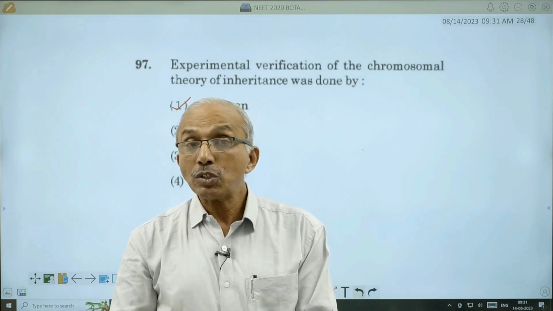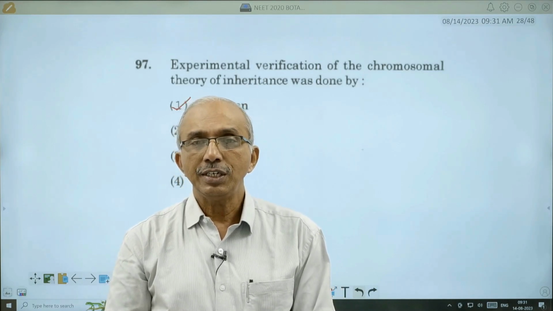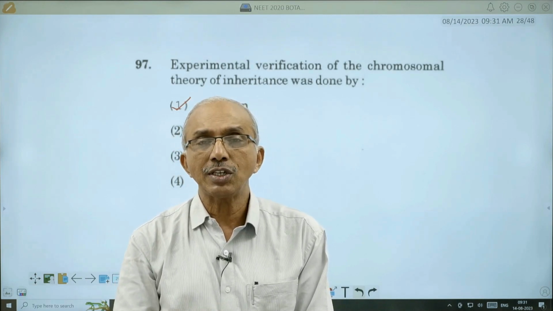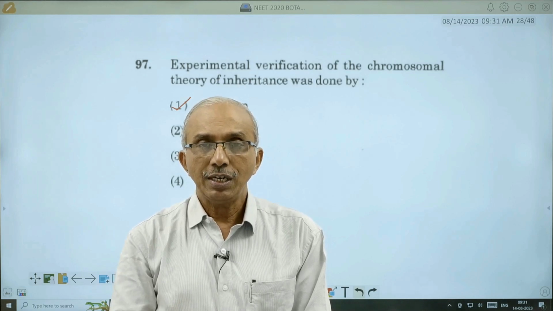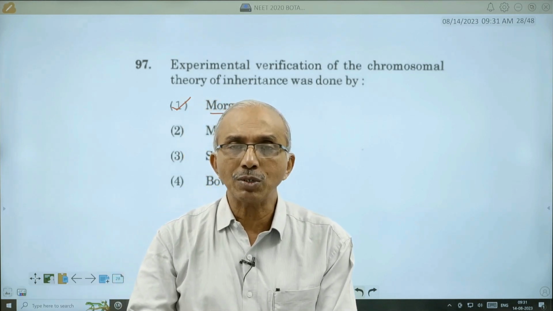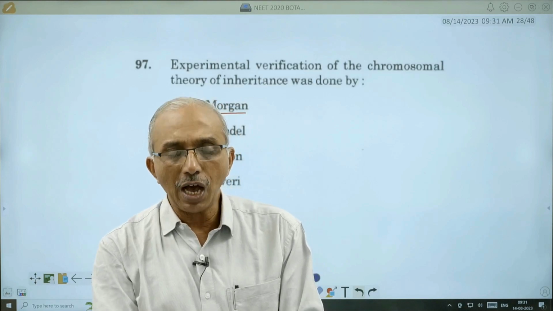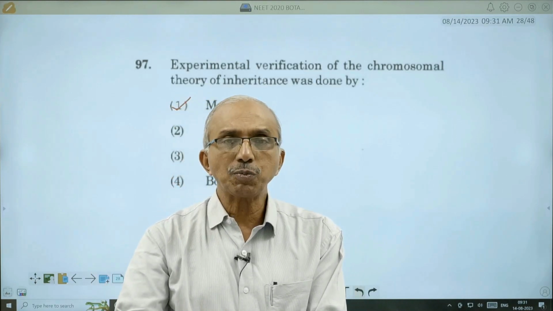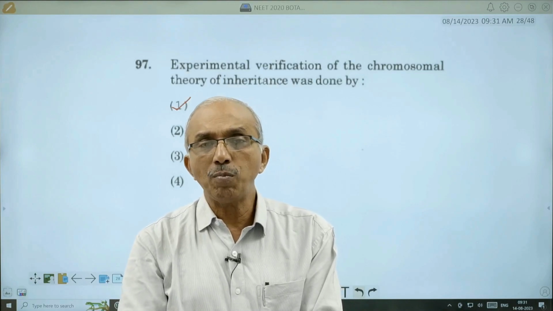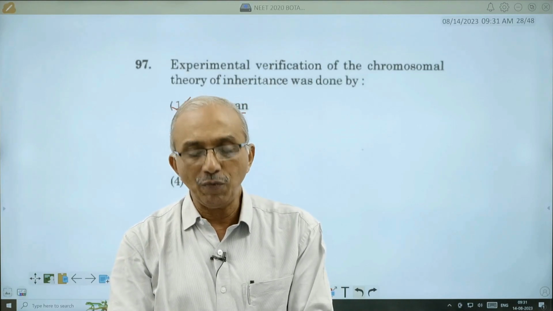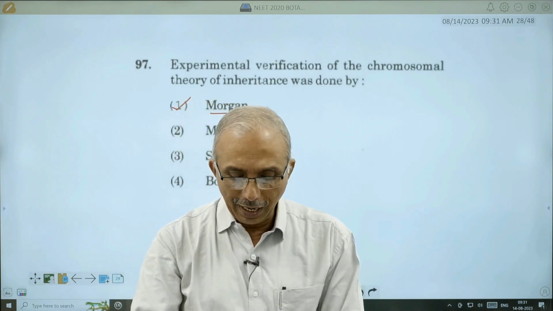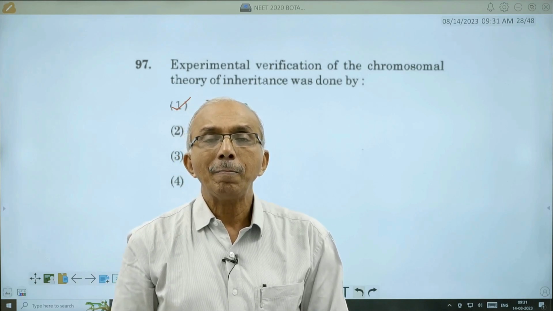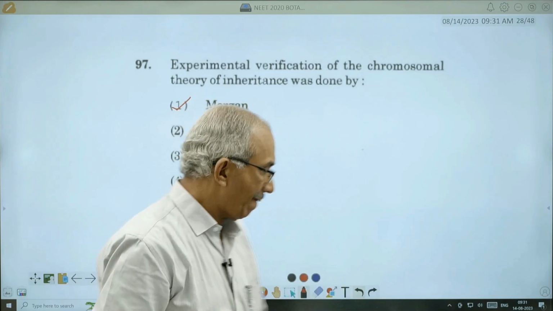Then chromosomal theory of inheritance. The theory states that the physical basis of inheritance are chromosomes. That is, genes are located on chromosomes, and chromosomes are the physical basis of inheritance. This theory was proposed by Sutton and Boveri, but experimental verification was provided by Thomas Hunt Morgan.